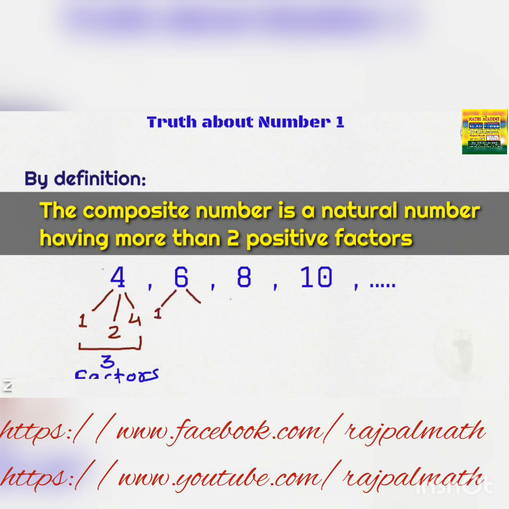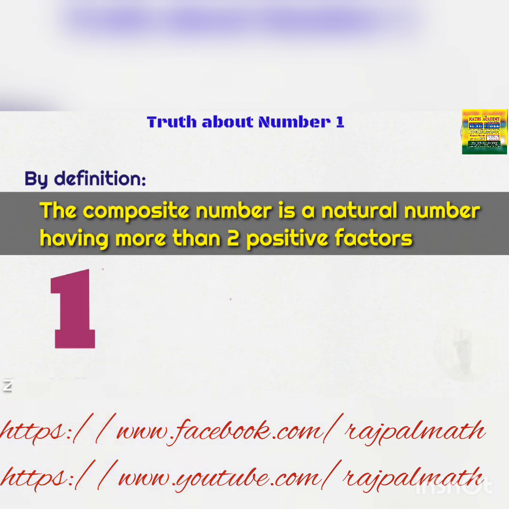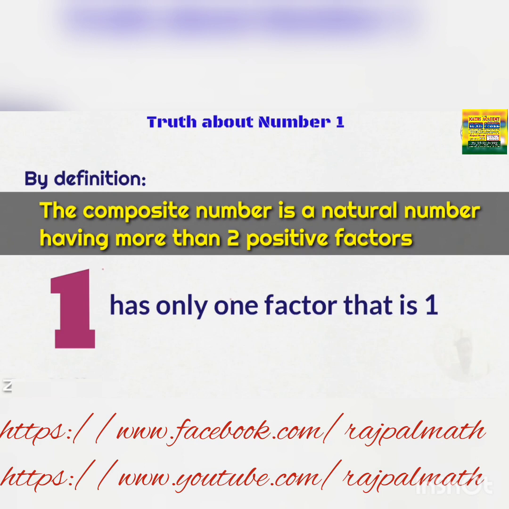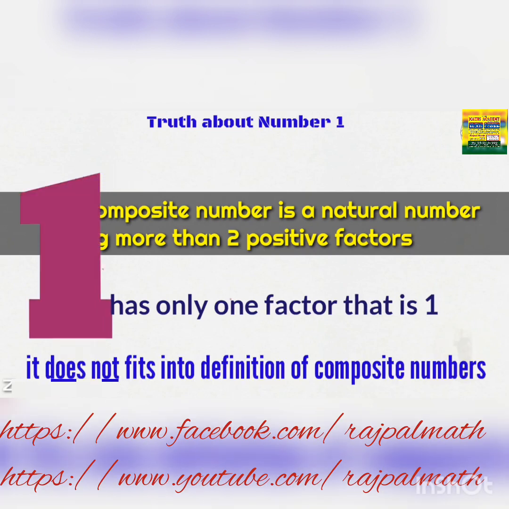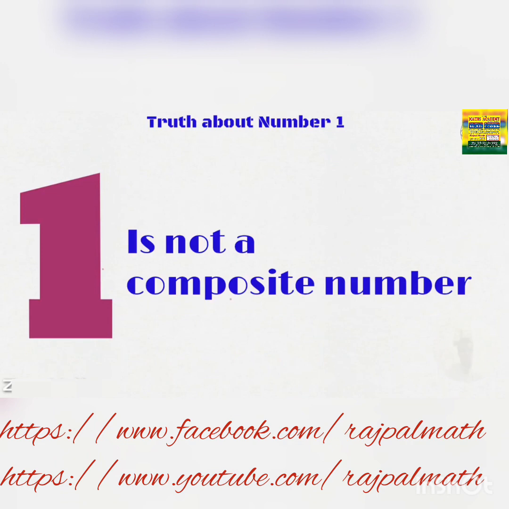Number 6 can be divided by 1, it can be divided by number 6, which is the number itself, and in addition it has two additional factors, that is 2 and 3. It can be divisible by 2 and 3. That's the reason these numbers are composite numbers. Now if you look at number 1, it has only one factor, that is 1, and that is the reason number 1 is not a composite number.